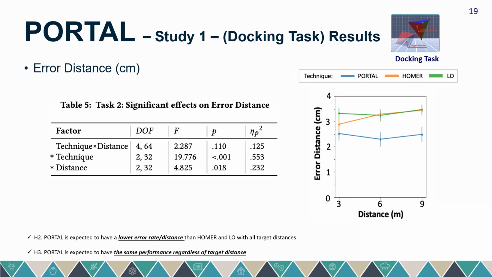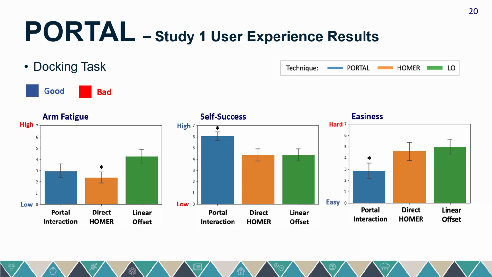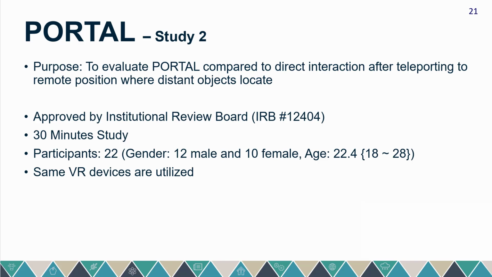No simple interaction effect is found. However, in the pairwise comparisons, Porter shows significantly better accuracy at all the distances, and Porter does not have a simple effect on target distance. The same as the selection task, participants rated that Homer caused the least arm fatigue. However, participants evaluate that Porter successfully supports them to dock remote objects and is much easier than Homer and the linear offset technique.